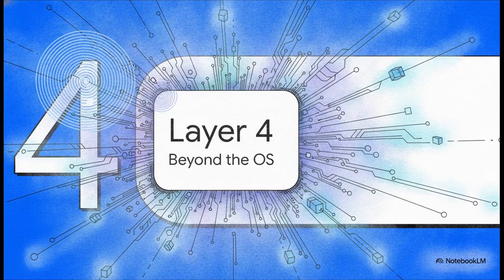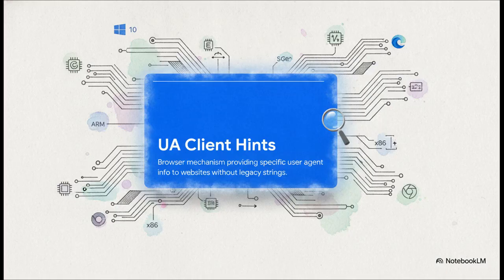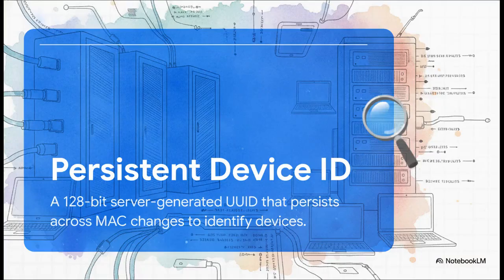Layer 4, tracking beyond the OS. This whole unbreakable identity philosophy doesn't just stop at your operating system. Modern browsers like Edge and Chrome now use something called user agent client hints. They quietly send high-entropy data to differentiate if you're on Windows 11 versus 10 or using an ARM chip instead of x86. It essentially gives websites an automatic, highly specific profile of your hardware before you even click a single button.